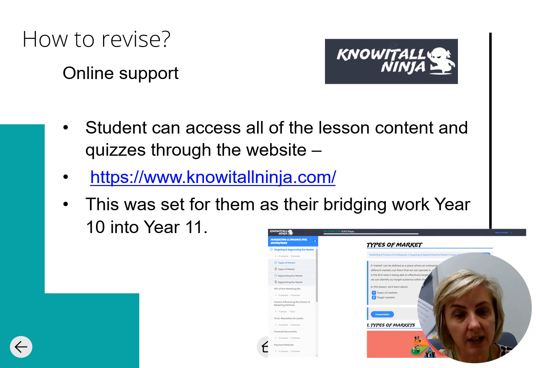Online support is also available in terms of Know It All Ninja. This is a quiz and content platform that the students used between year 10 and 11 as part of their bridging work. Sadly, not all students completed the bridging work, so they will have gaps in their knowledge from not having done that, but it's still open and they can still go back to do that. That was fairly evident for some through the baseline assessment we did at the start of this academic year.